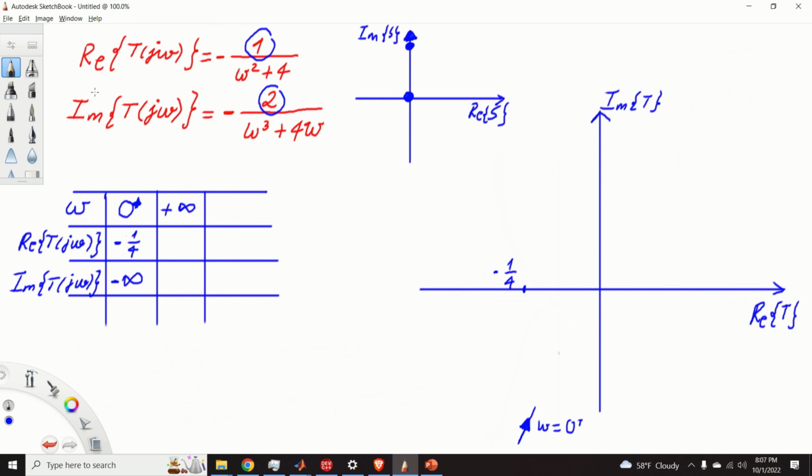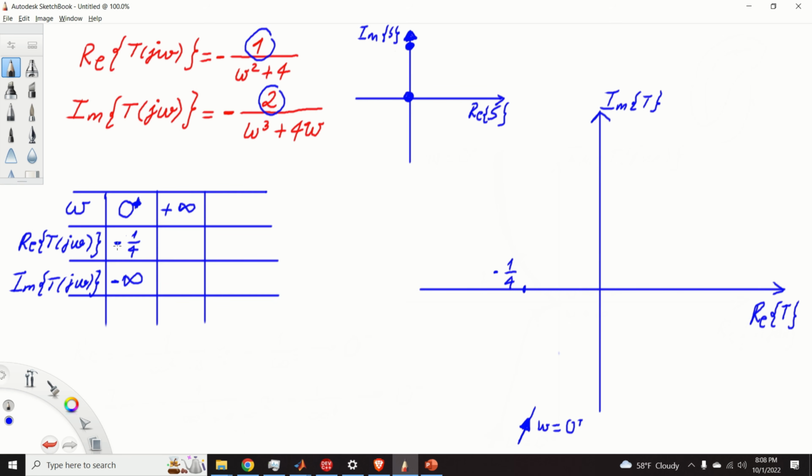When sketching the Nyquist plot, it is always a good practice to find the points for which real and imaginary parts are equal to 0. In our case, we can see that in the numerator of the real and imaginary parts we have constants. Consequently, real and imaginary parts are never equal to 0 for finite values of omega. Taking this into account, the next good point for which we can sketch the Nyquist plot is the point for which omega tends to plus infinity.